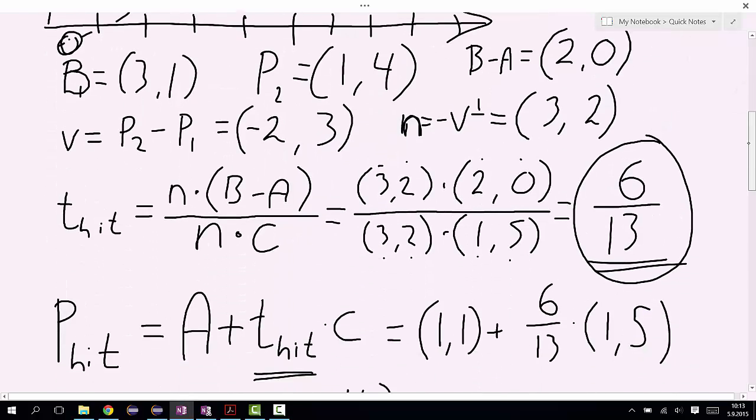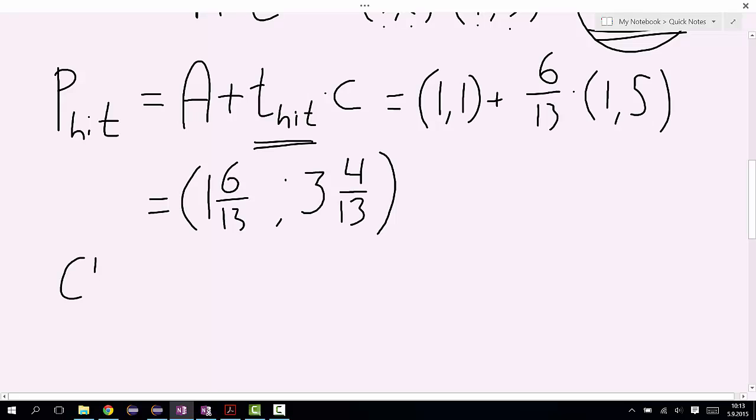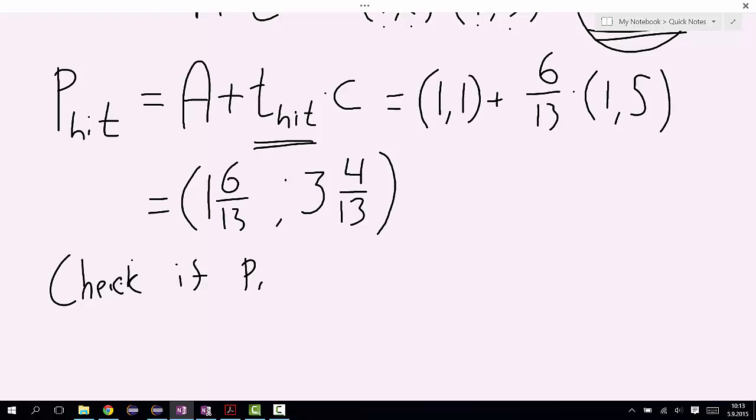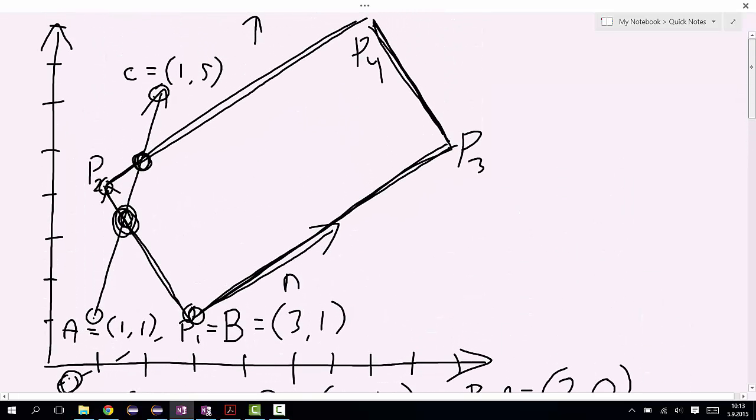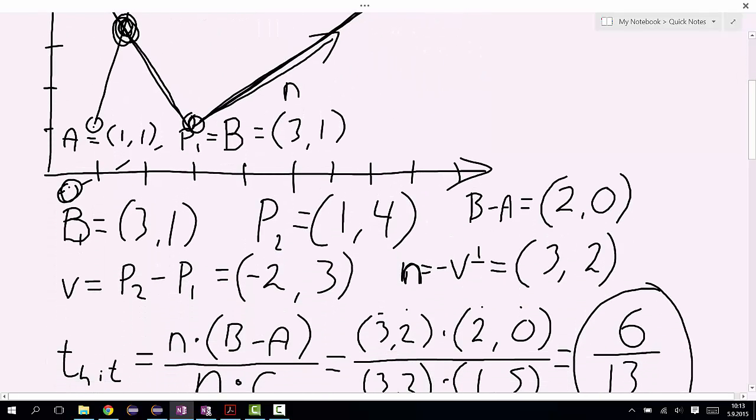So now we check if P hit is between the line segment ends. And all we need to do is just check if either the y or the x values are in between. So let's just look at the x values now. So the x value for P1 is 3. The x value for P2 is 1.